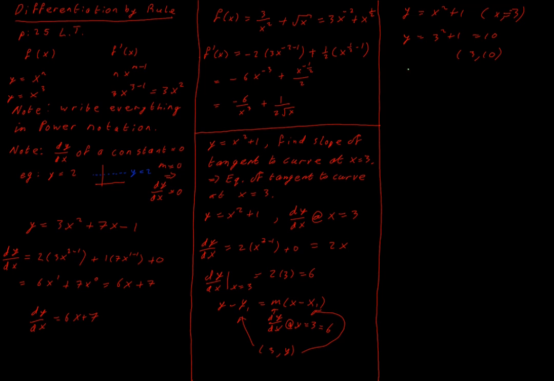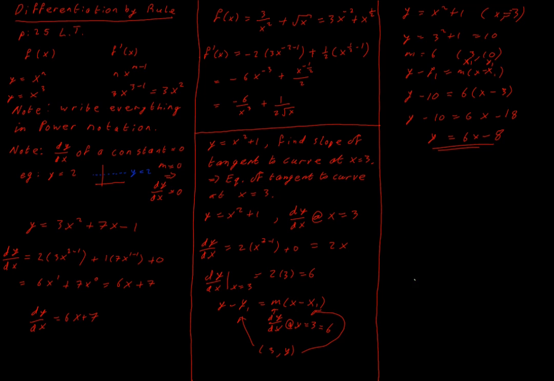So we sub into our equation, y minus y1 is equal to m on x minus x1, x1, y1, and my slope, my dy dx, is 6. So y minus 10 is equal to 6 on x minus 3. So I get y minus 10 is equal to 6x minus 18. Y is equal to 6x minus 8. So this should be the equation of the tangent to the curve at the point x is equal to 3.